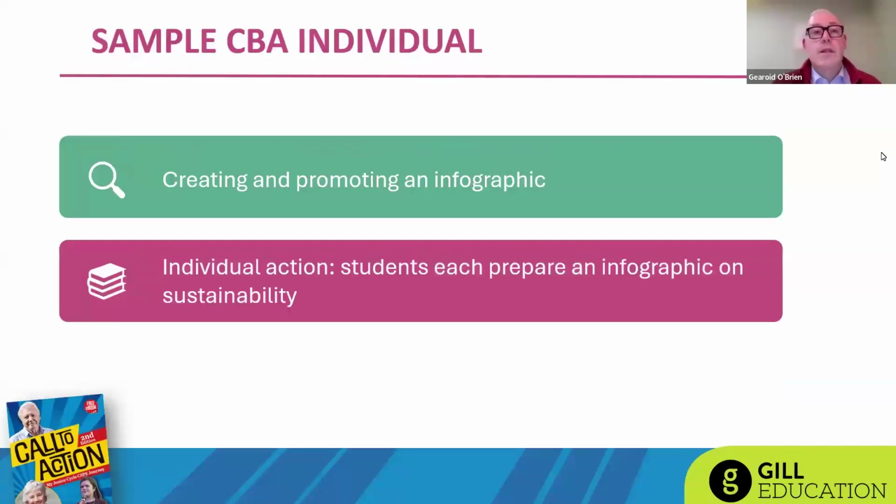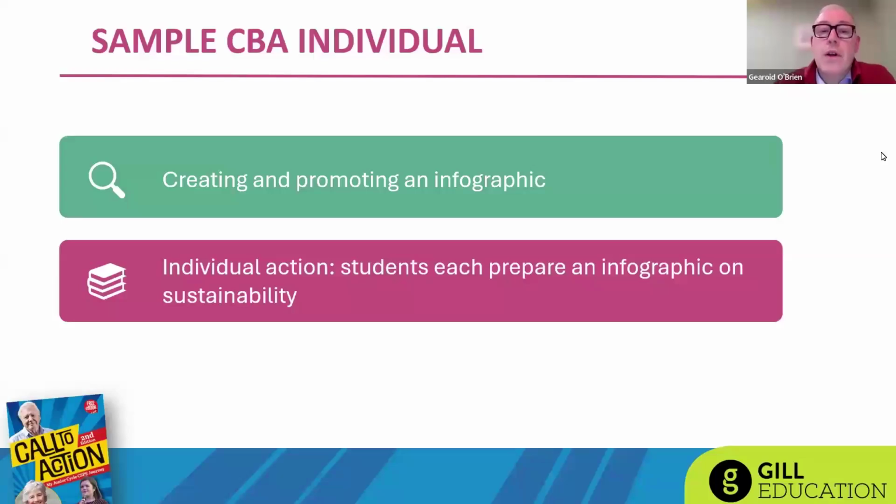So the first sample we're going to look at is an individual one, and the idea is creating and promoting an infographic. This is one I've done every year since the CBA started, and it's actually very manageable. It looks really well. The students are very happy with what they produce, and it can be done within that narrow time frame of 3 weeks.